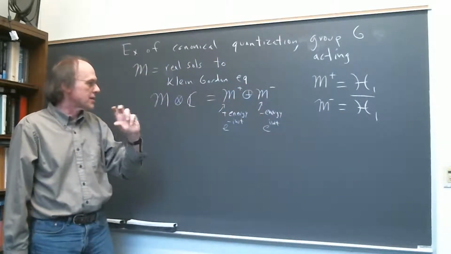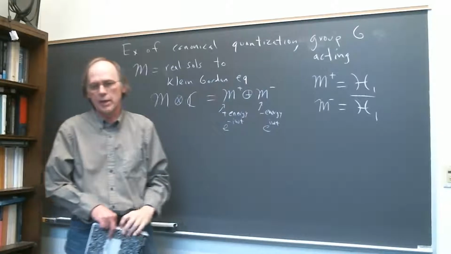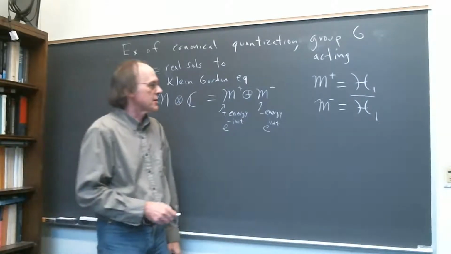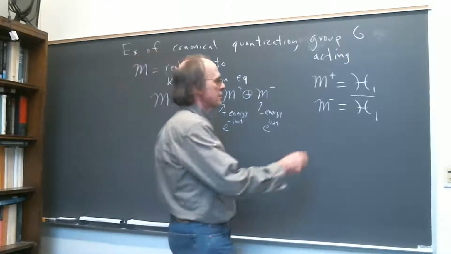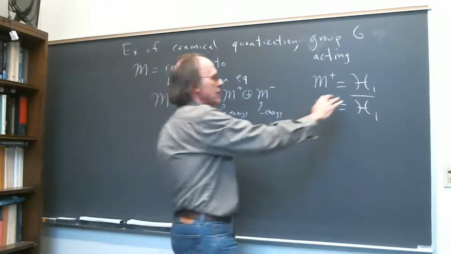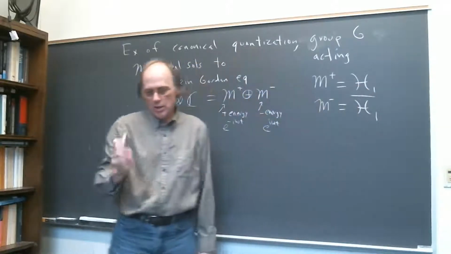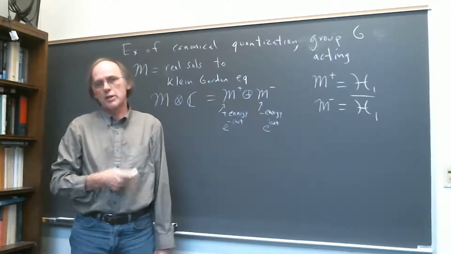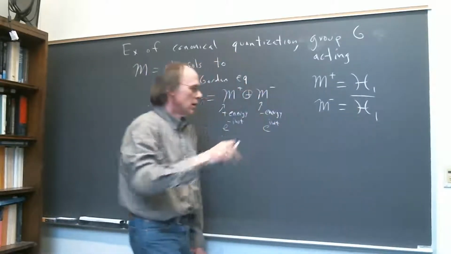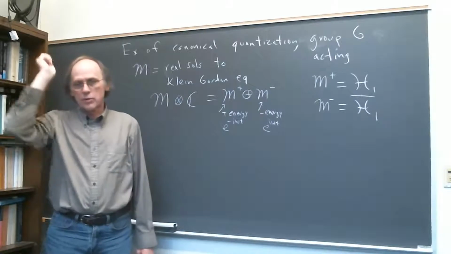And as I explained last time, this is a little bit different from how we did this in the non-relativistic case. In the non-relativistic case, we didn't really have anything like M, but we just had H1. H1 was the solutions to the Schrodinger equation, and they were all positive energy. And then H bar 1 would be the conjugate solutions.